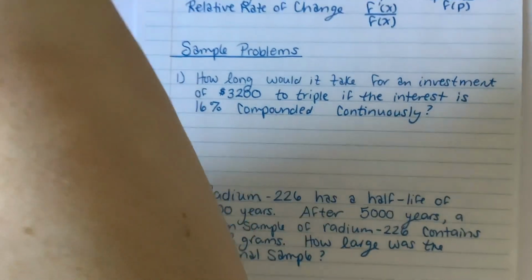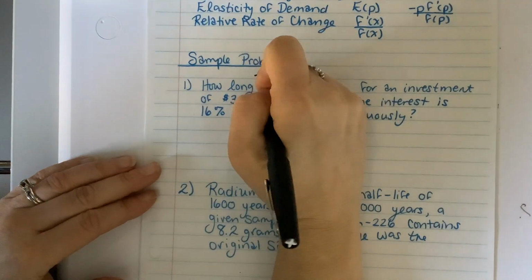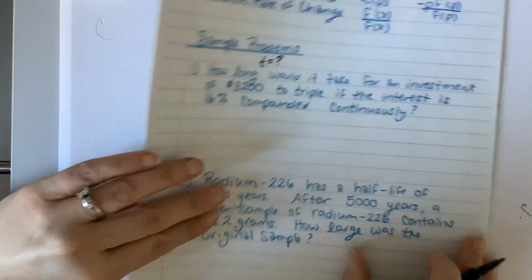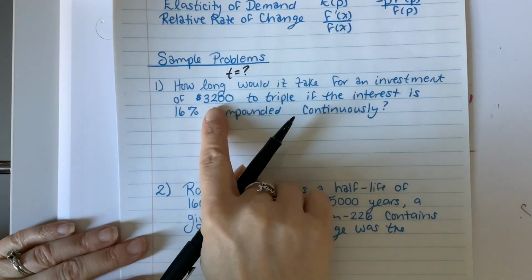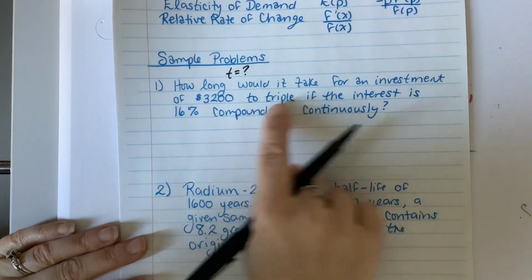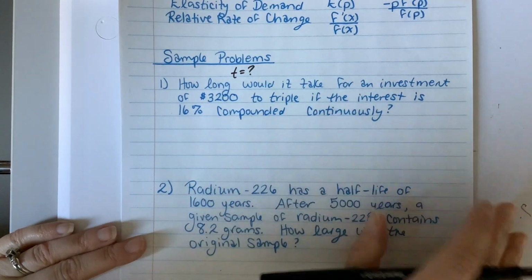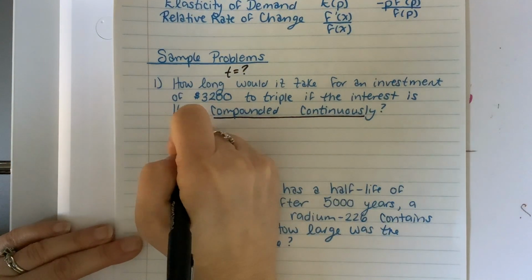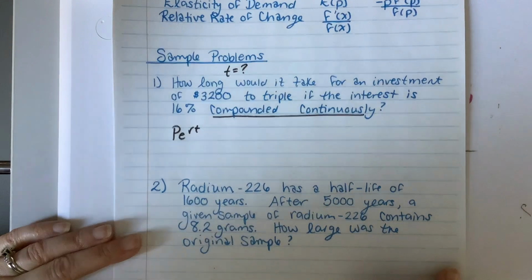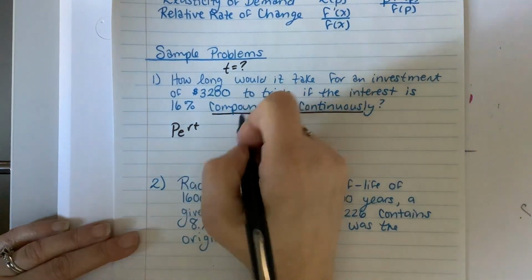How long? So what we're doing is right away we have to figure out what we're looking for. We are trying to solve for T because it's saying, how long would it take for an investment of $3,200 to triple if the interest is 16% and it's compounded continuously? Compounded continuously means we have the PERT formula. P stands for the principal. How much money do you have at the beginning?